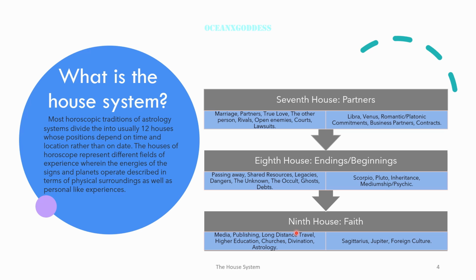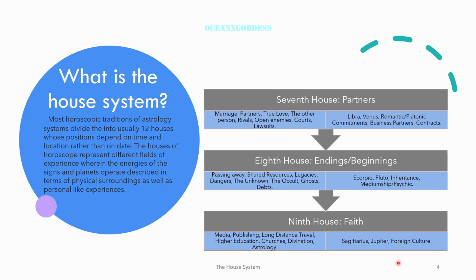Now we have the ninth house. Ninth house is about faith. So, some things about the ninth house: we have media, publishing, long distance travel, higher education, churches, divination, and astrology. So some things that belong to the ninth house, or some energies that we have kind of over the ninth house, is Sagittarius, Jupiter, and foreign culture.